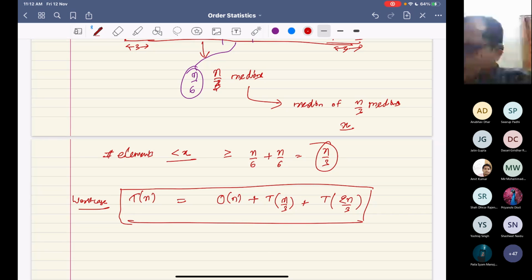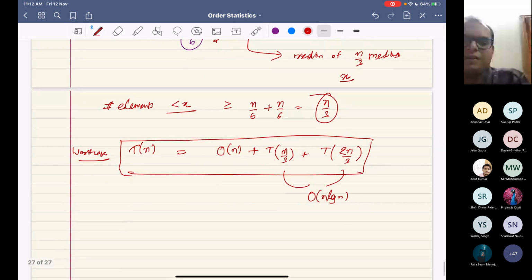And as one of you said, these together are n. That means you have to use all the elements again. And this will actually give you order n log n, because we have seen that in the case of quicksort also. If you partition them into n by 3 and 2n by 3 and apply, you get order n log n.